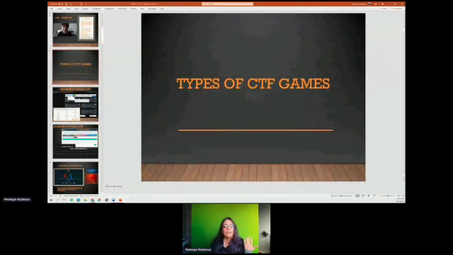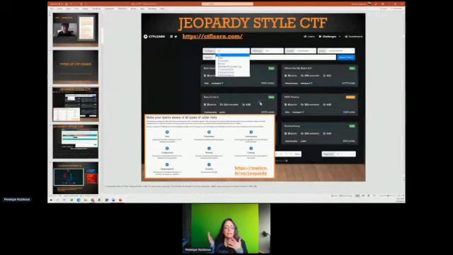So there are different kinds of CTFs, and Jeopardy style is one of the most common. That's what we will be doing when we go to CTF Learn, but you will see them all over the place. Here are two examples, and it's kind of like the game Jeopardy. You have a category, and then you have cards underneath that are worth different amounts of points, so you do not necessarily have to go in order.